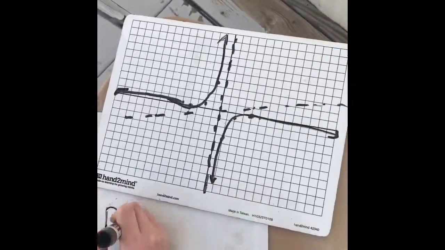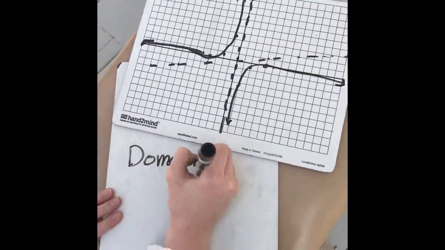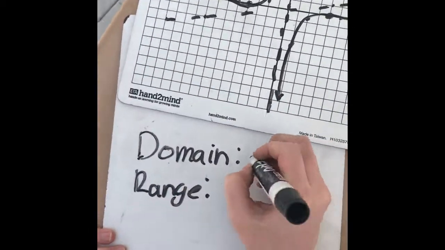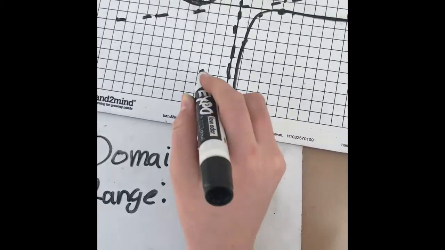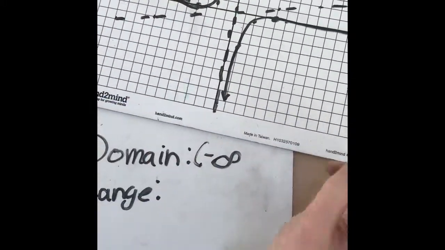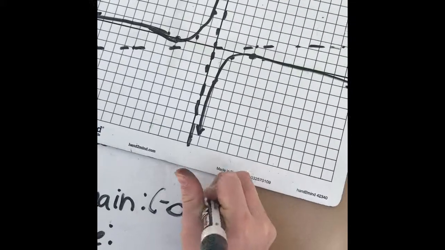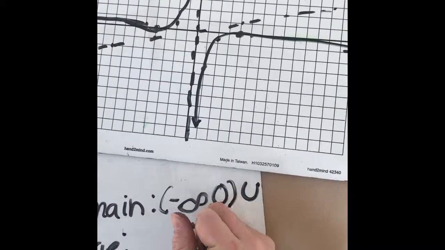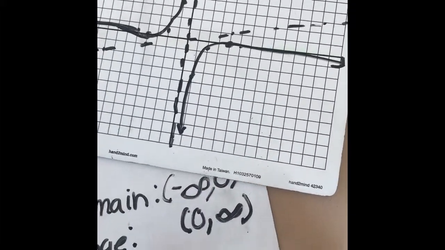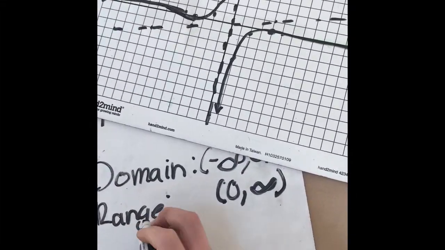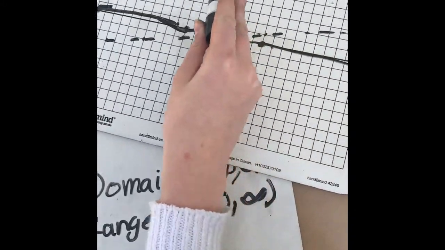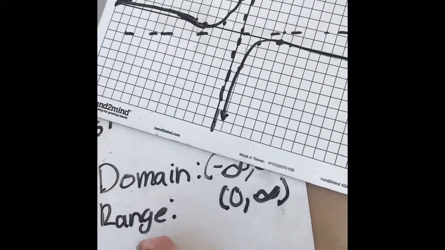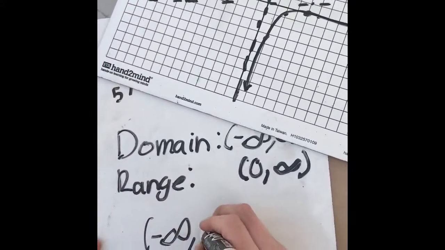Alright, final graph. So now we have to find the domain and range. The domain would be negative infinity, it goes out to 0, but then it's going to go back up from 0 to infinity. Then for our range, it goes on for infinity here, and it's going to go on for infinity here. So that's going to be negative infinity to infinity.